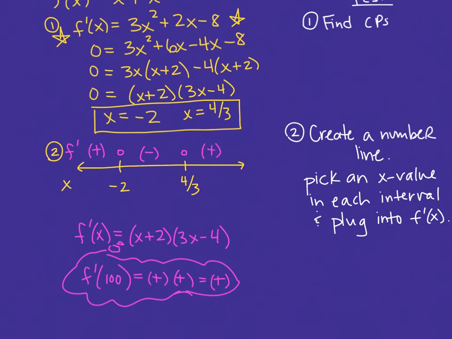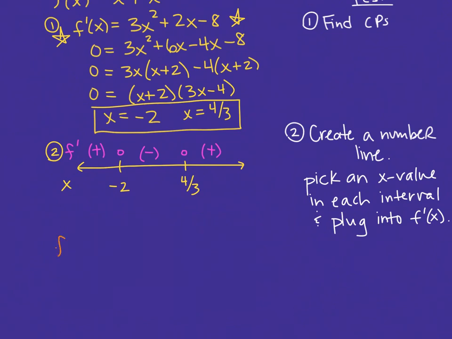What does this mean? Because our first derivative goes from positive to negative to positive, that means our original function was increasing, then decreasing, then increasing again, changing from increasing to decreasing at -2, and changing from decreasing to increasing at x equals 4/3. That means that -2 and 4/3 are relative extrema because it's where our function changes from increasing to decreasing or vice versa.